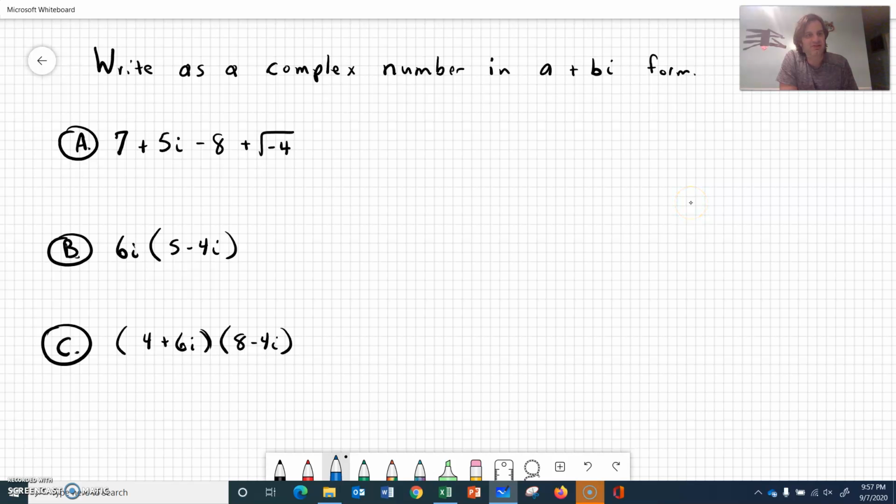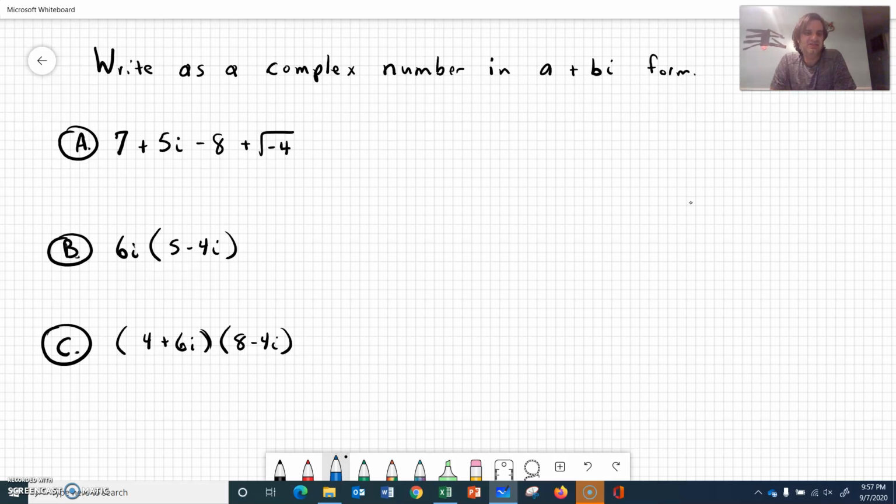Hey, Mr. Allred, and we have some practice problems here dealing with complex numbers. It says write as a complex number in a plus bi form. That means with a real and imaginary component. So we have three problems here.